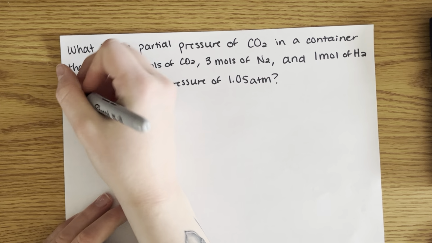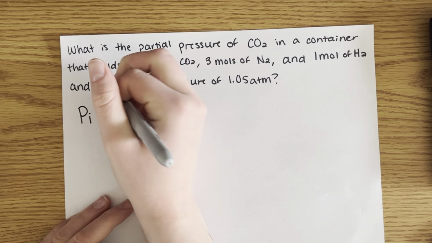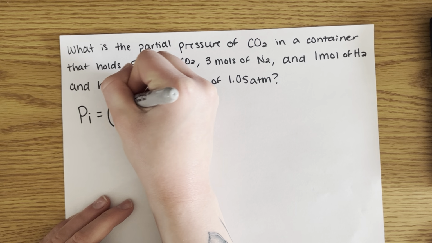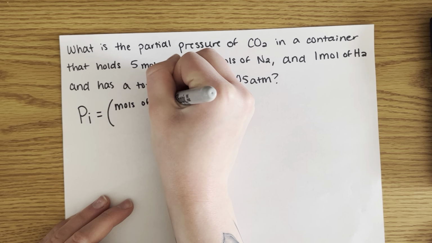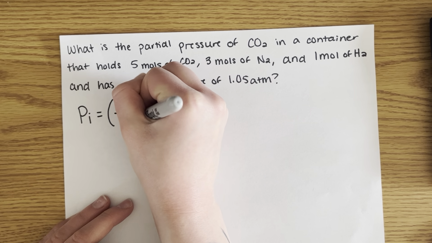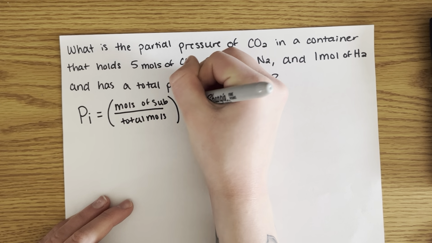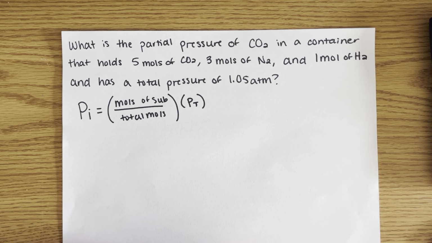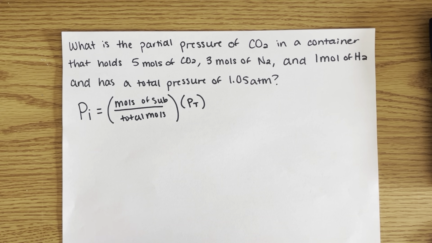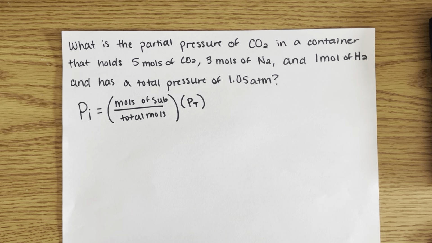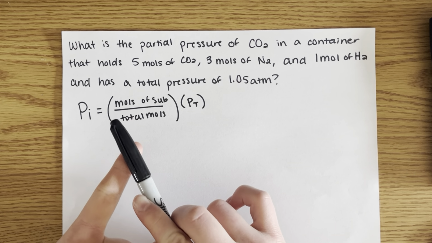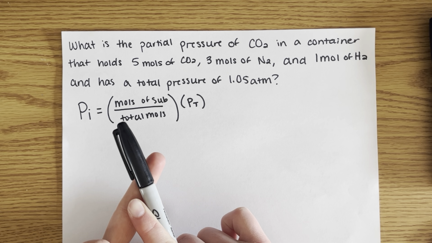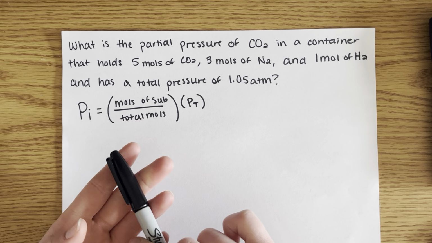So just to remind us of our formula, we have our partial pressure of our substance equals our moles of the substance over total moles times total pressure. That's our formula. So maybe what we should do is we should ask, what are they asking? What are we trying to find? What information do we have? And where does it go in our formula?